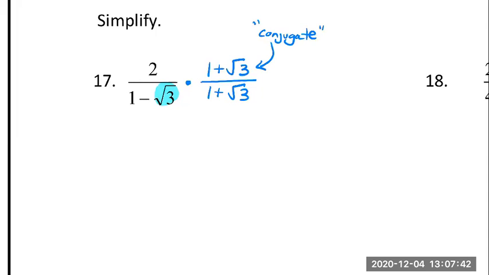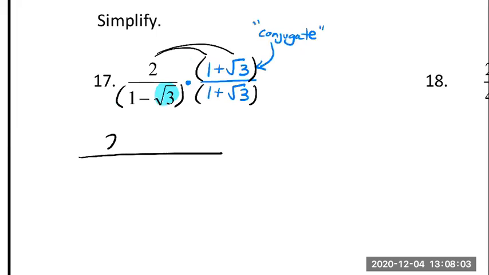Looks like conjugate. Maybe you see that in Spanish or French, conjugate a verb, but this is conjugate. So when we multiply, we're going to be multiplying these. So the 2, we're going to distribute the 2 to both of those. So that would be 2 times 1 is 2, and 2 times root 3 is 2 root 3.